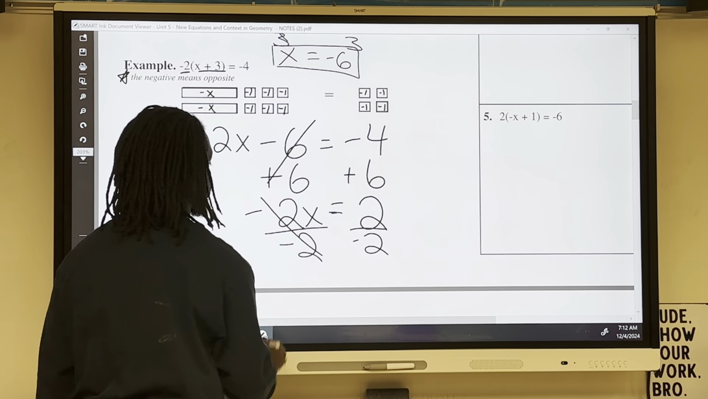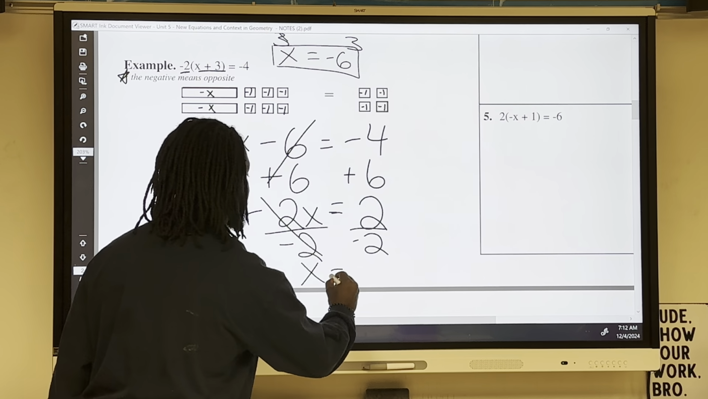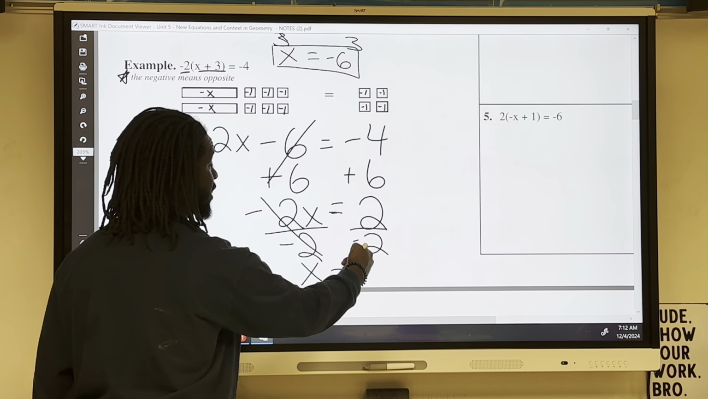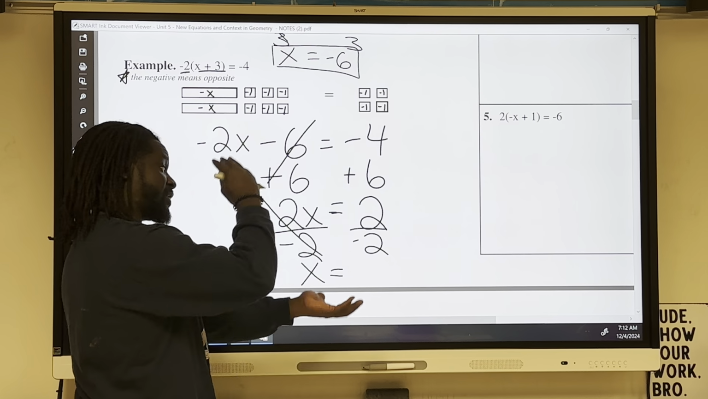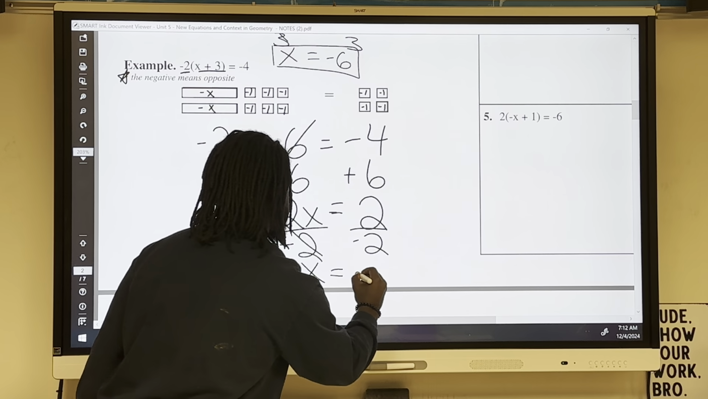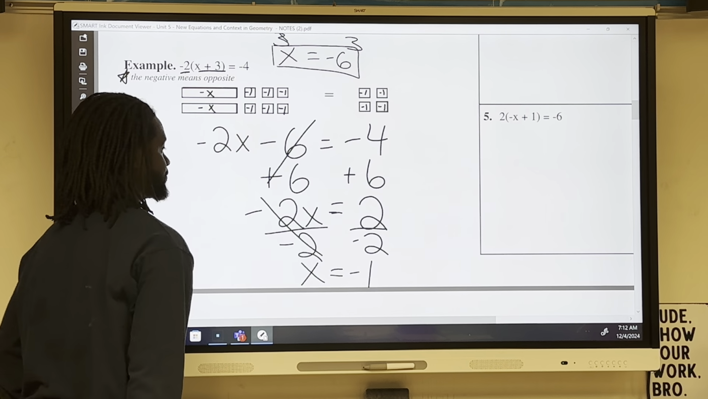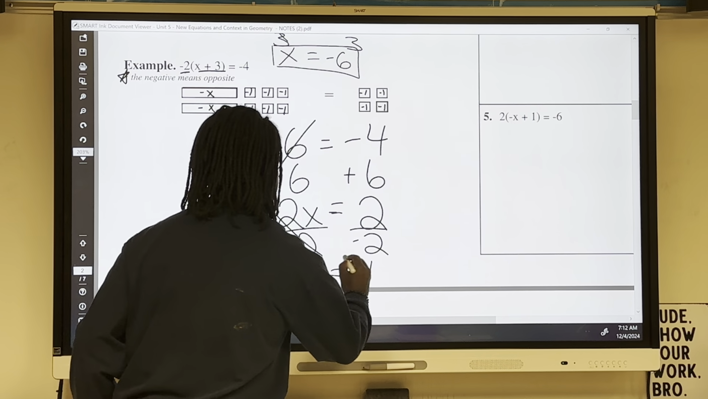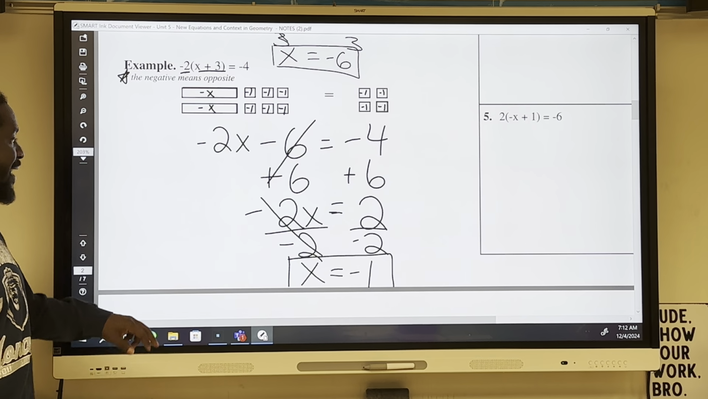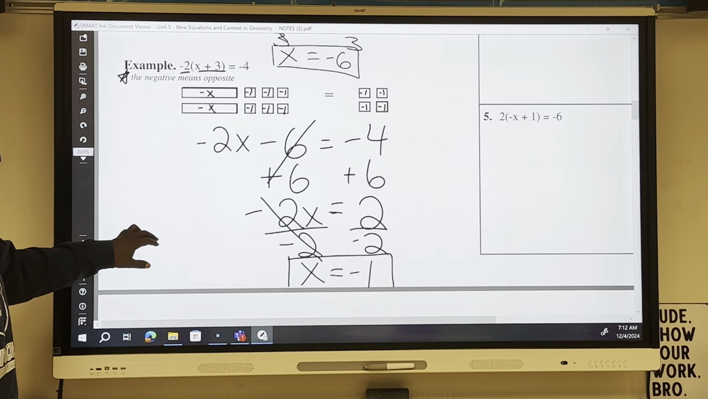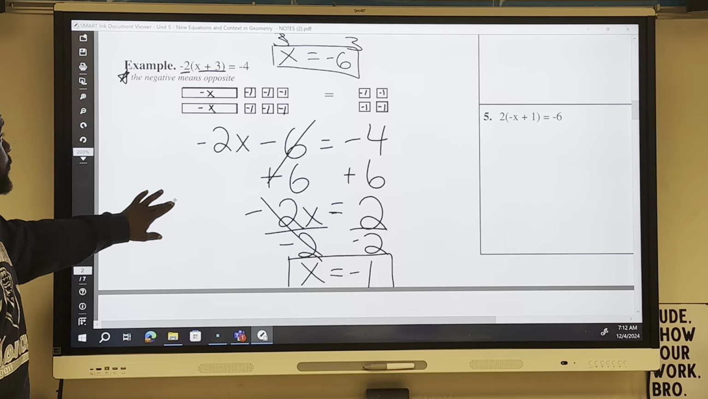These negative 2s are going to cancel, leaving me with x equals 2 divided by negative 2, which I've got to flip. It's the opposite. And so that's going to give me a negative 1. All right, so my answer is x equals negative 1 there.